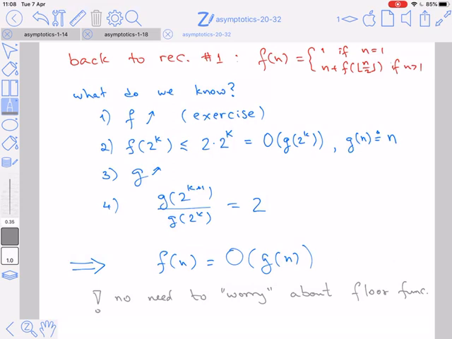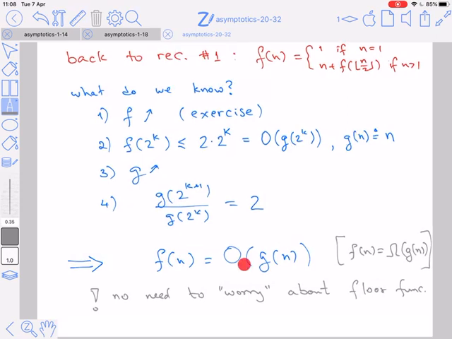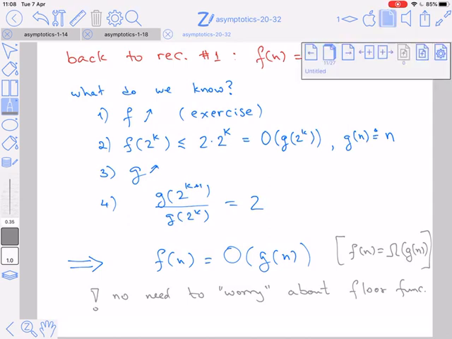Now, the whole point that I want to emphasize is that I don't need to worry about the floor function. This floor function gives you a lot of trouble when you try to get a clean expression for f of n. I don't need to worry about it. I just apply the lemma, and because f is big O of g for powers of 2, and g is well behaved, I can conclude that f is big O of g for every n.